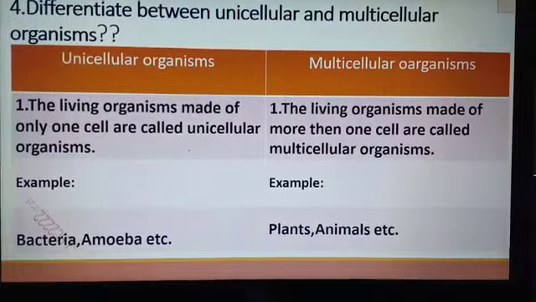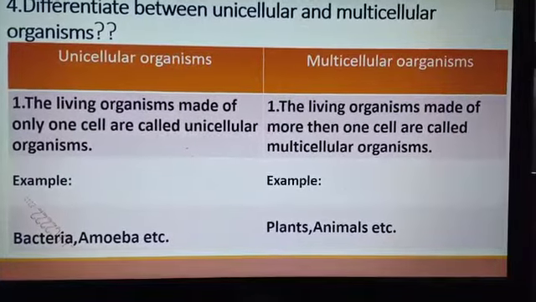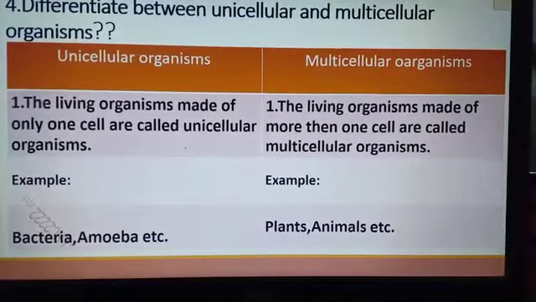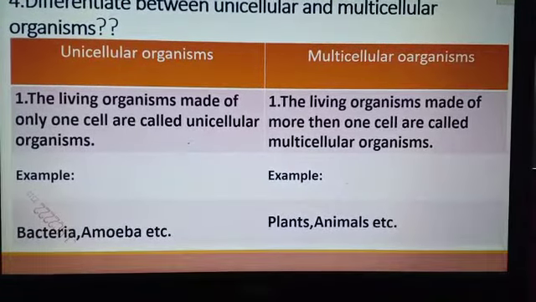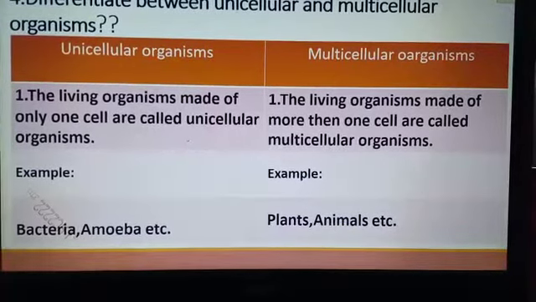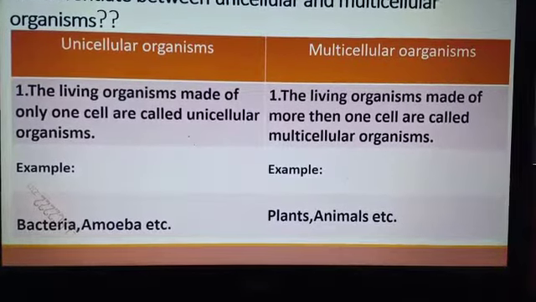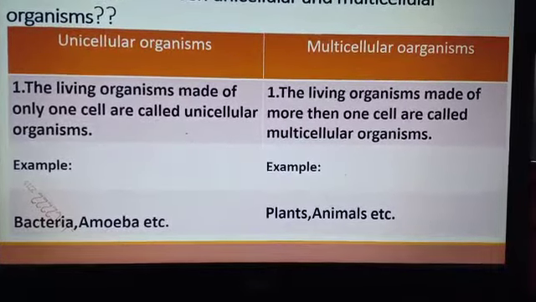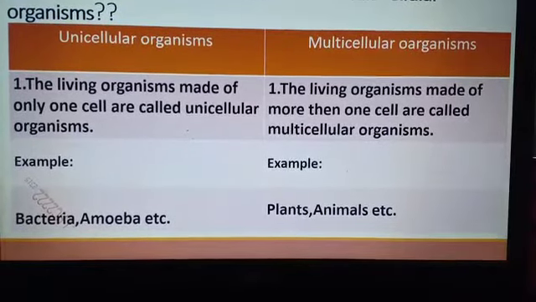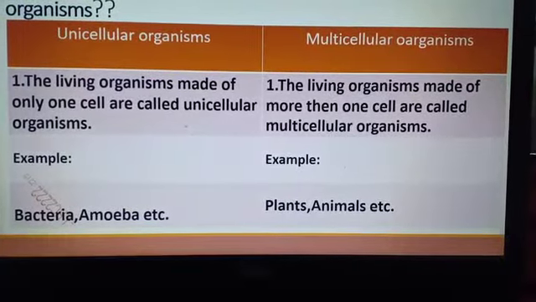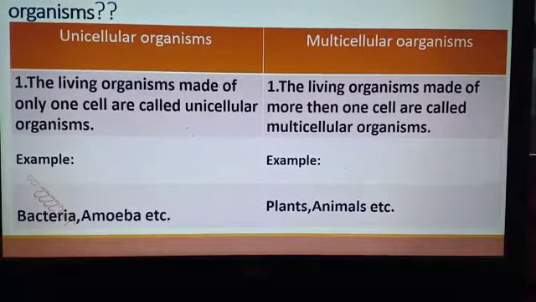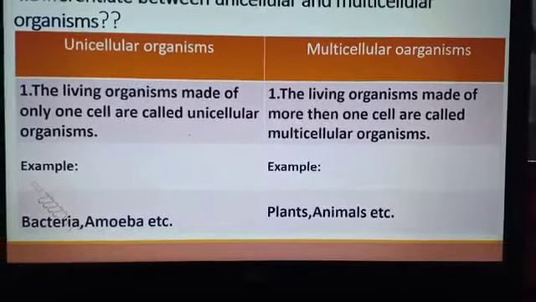First one is unicellular organisms. As the name shows, uni means one. So the living organisms made of only one cell are called unicellular organisms. Examples are bacteria, amoeba, etc. These are the living organisms that are made of only one cell.